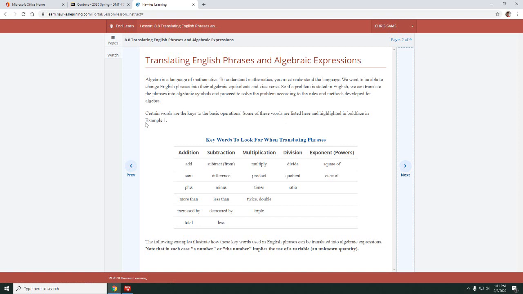The first thing we see is this table which says keywords to look for when translating phrases, and the top column has some bold words. Going down each column, these are words that let you know that you're going to be using addition. These words below, subtraction, let you know you're going to be using subtraction. Same thing with multiplication, division, and exponents or powers. So look at these keywords, commit some of them to memory, write them down, do what you need to do so that you are familiar with them and know what to do when you see them.